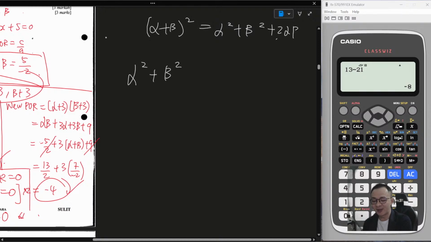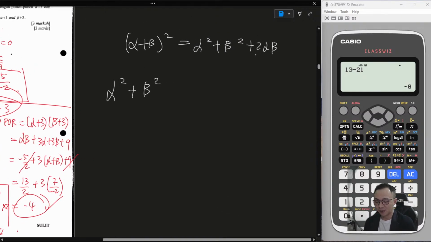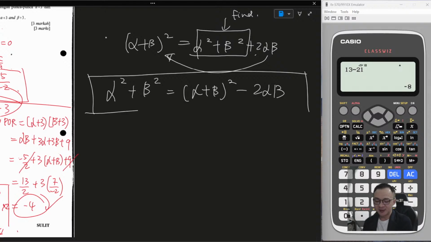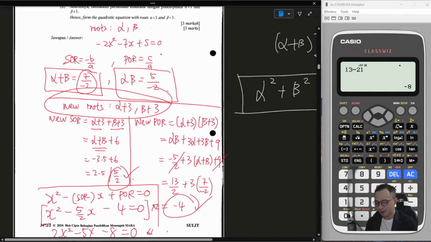I mean 2 alpha beta. So if you want to find this, you need to move the 2 alpha beta to the other side. So it should equal alpha plus beta squared minus 2 alpha beta. Yeah, this is something quite common if they want to make the alpha beta question much more difficult. So they will come out with something like that.